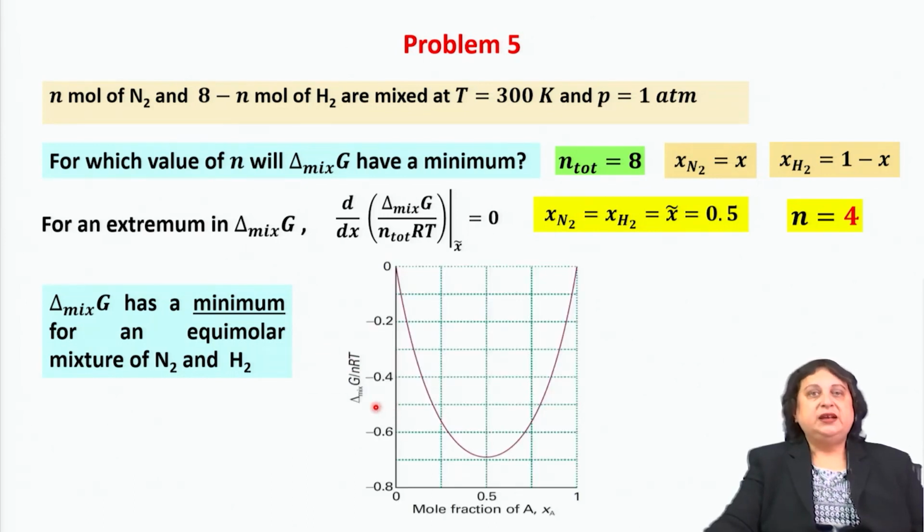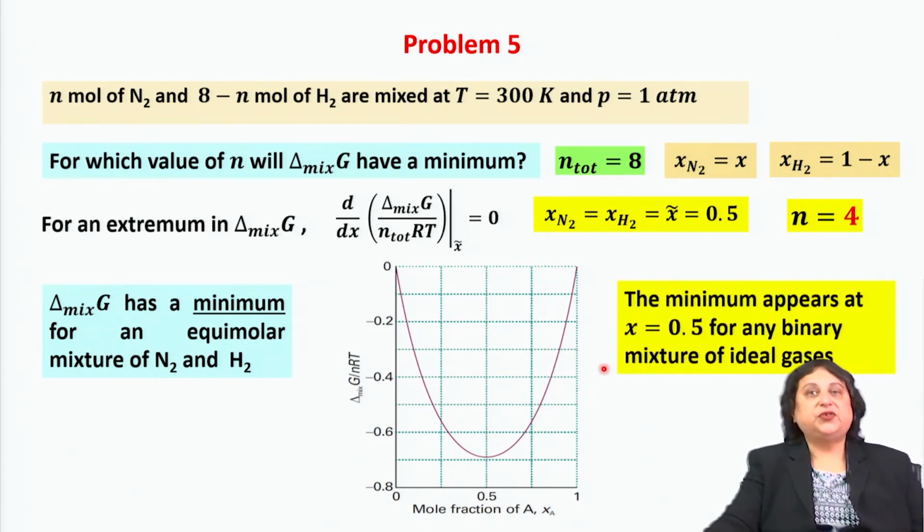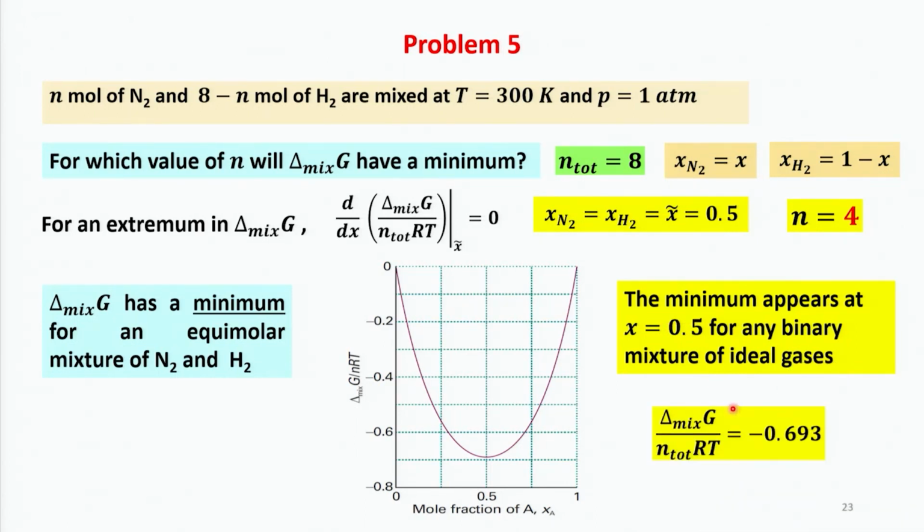If I plot delta G mixing by nRT as a function of the mole fraction of A, I see that at 0.5 this minimum appears, and the minimum appears at x equal to 0.5 for any binary mixture of ideal gases. Now, there is a quick recap of the result that we have got earlier. At this minimum, the value of whatever is being plotted along the y axis, which is the free energy of mixing per mole of the mixture in units of RT, is equal to minus 0.693, as shown here.